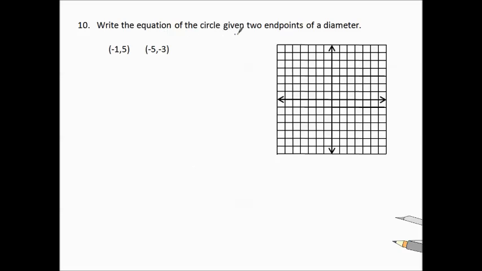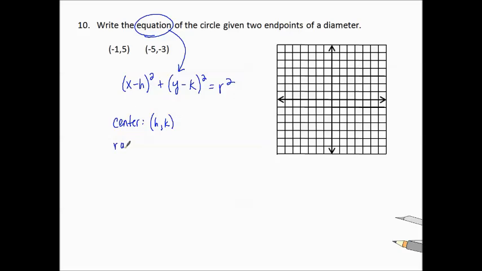Write the equation of the circle given two endpoints of a diameter. Well, again, if we're going to write the equation, let's remember what that looks like. You might like to just write it down every time. The equation of the circle. What do we need? Well, the center, because that's the (h, k) part, and the radius, or the radius squared, ultimately. Let's see if graphing will help.